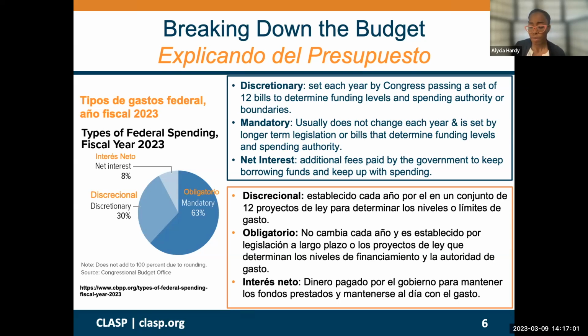Mandatory funding does not usually change each year because it is set by longer-term legislation or bills that determine funding levels and spending authority. And we'll talk about these in depth on the next slide. And the last category is net interest. This is the extra money, the extra fees, essentially, the federal government must pay to keep borrowing and keep accessing loans to keep up with federal spending. These loans are connected to the federal deficit and the debt ceiling.